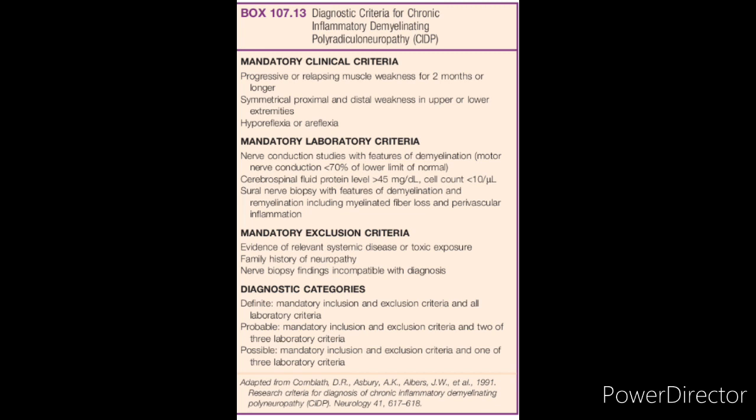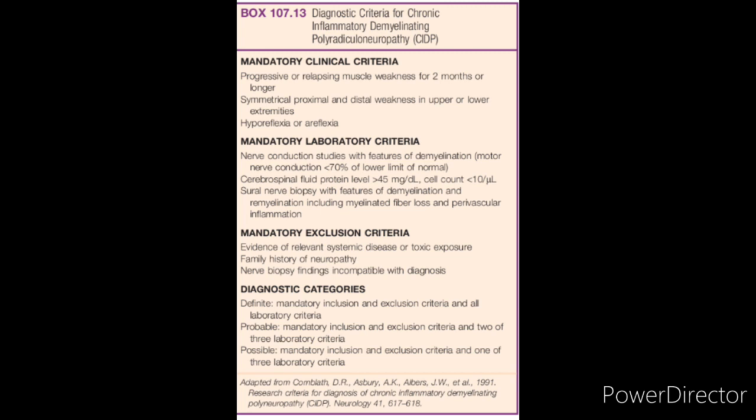In mandatory clinical criteria, we have the three ones. That is, there should be, what is the duration? That is 2 months. That is progressive or relapsing muscle weakness for 2 months. It should be symmetrical, proximal and distal in upper or lower extremities. Hyporeflexia or areflexia. So what is the mandatory thing? Mandatory thing is duration and symmetrical, proximal and distal, and hypo or areflexia.